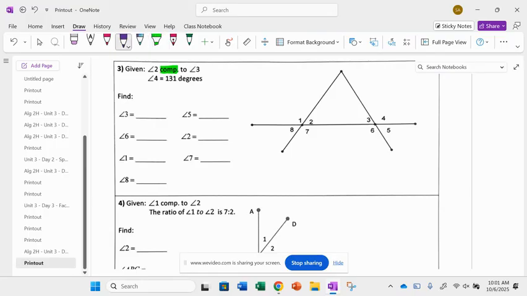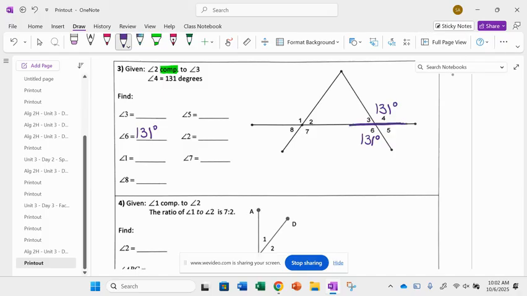Then it says that angle 4 is 131 degrees. All right. Well, who is angle 4 vertical to? 6. So what does that mean for angle 6? 131. What is the relationship between 3 and 4? So 3 and 4 are supplementary. They make that straight angle.